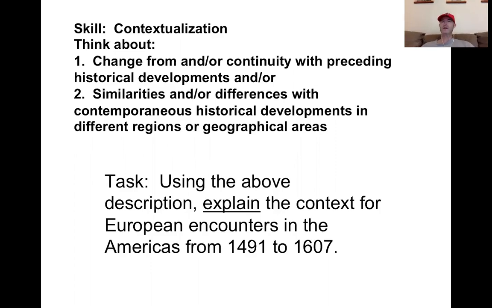This is particularly important with Unit 1 as we start to look at the settlements related to civilizations in places like South America, in more Central America, the Native American civilizations like the Aztecs, Incas, and Mayas, also compared or contrasted to those that you'll see in the American Southwest, the American Pacific Northwest, and then also the Northeast. So the big thing is we want to be able to explain the context for European encounters in the Americas from 1491 to 1607.